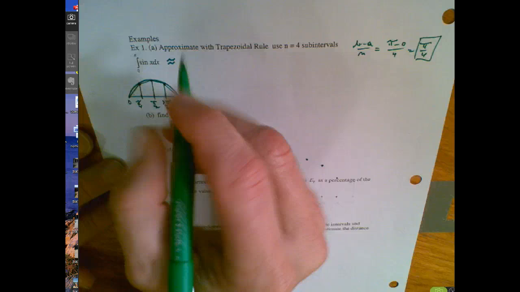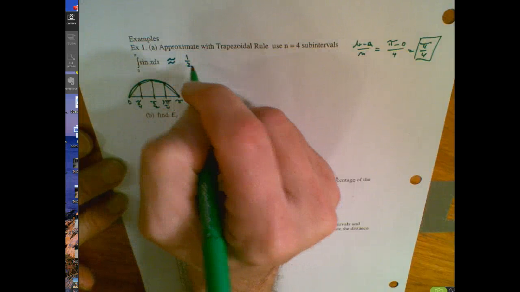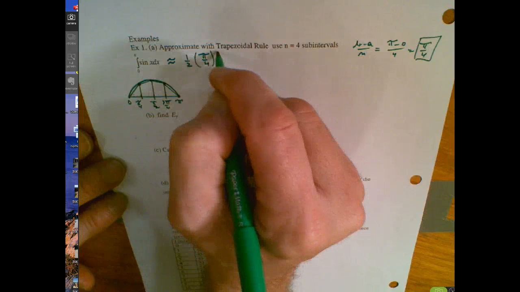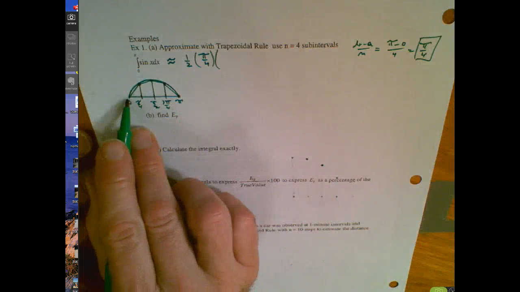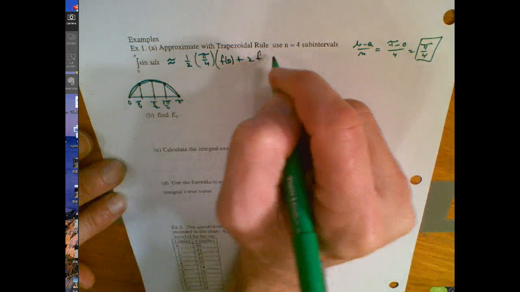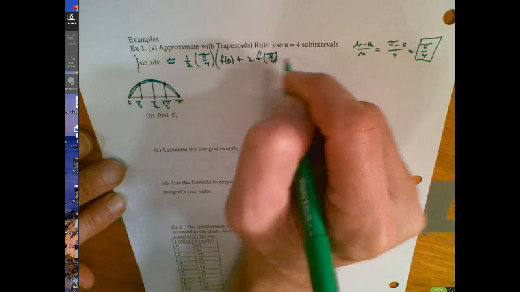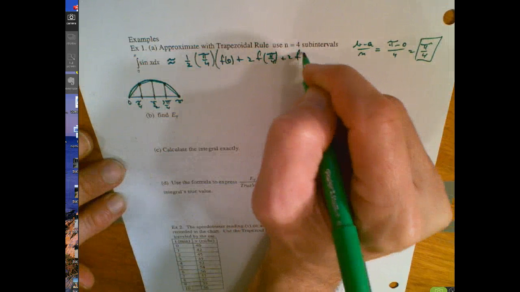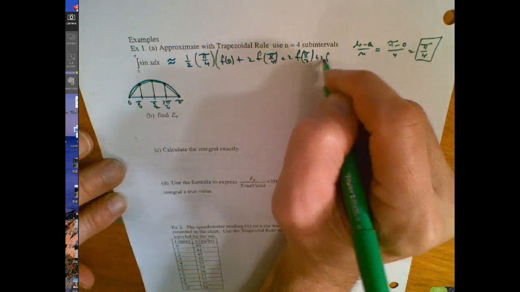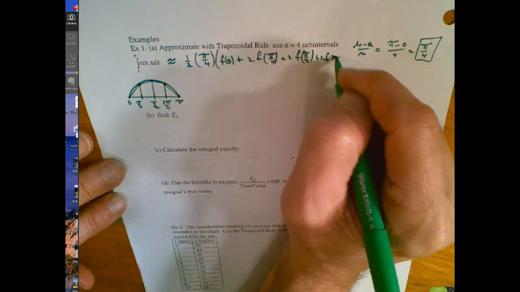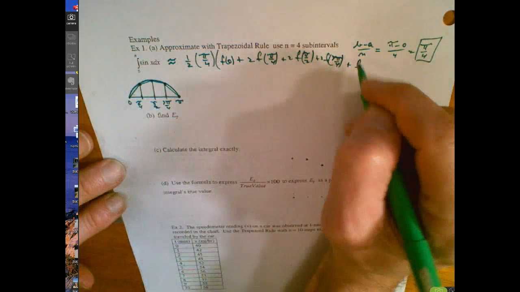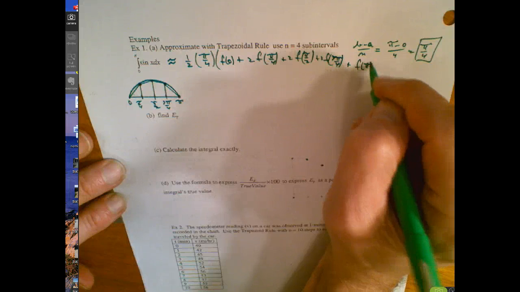It's pi over 4. So this is just going to be 1/2, then our pi over 4, and then remember, we only have the first side to remember, so it's going to be f of 0 plus 2 times f of pi over 4 plus 2 times f of pi over 2 plus 2 times f of 3 pi over 4 plus, as I scroll down here, 1 time for the end, f of pi.